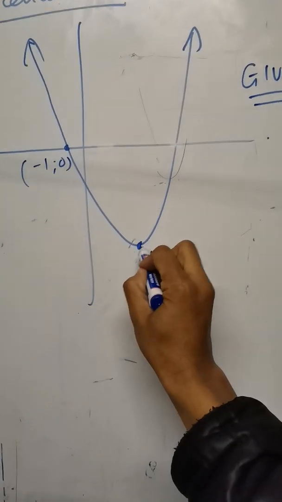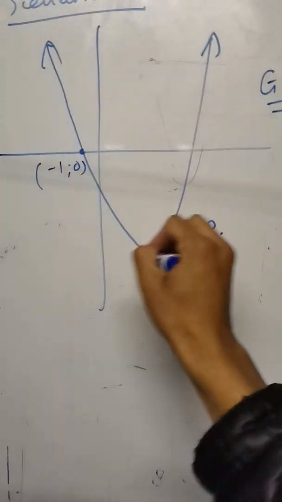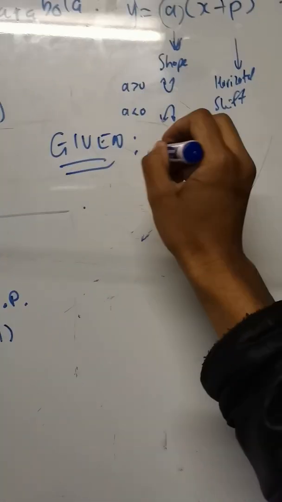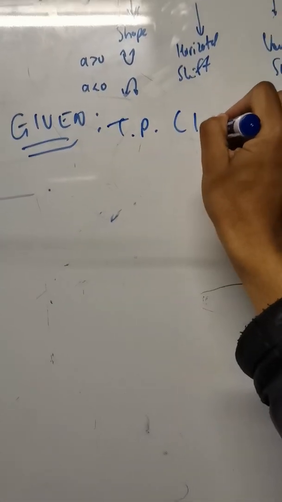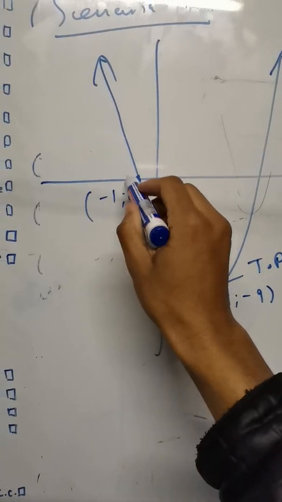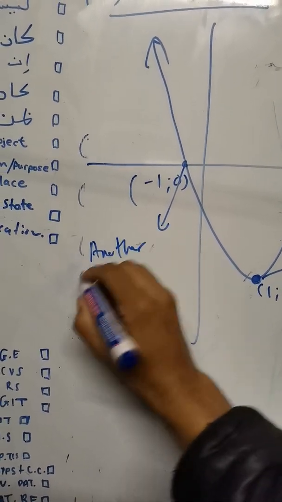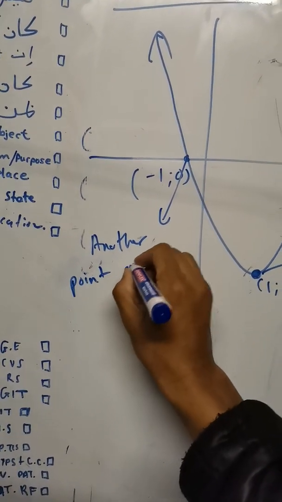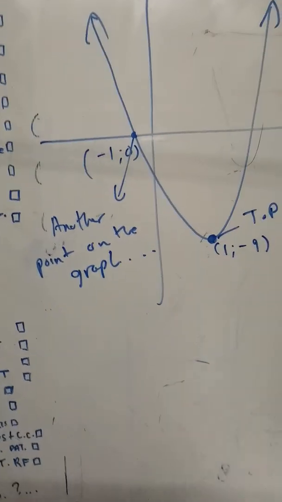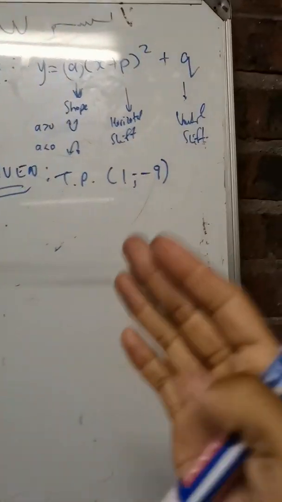Do you see what is given here is a turning point? This here is a turning point of the parabola. So a turning point of the parabola is given to us. Our turning point here is (1, -9). And what is also given is another point on the graph. So we first start with the turning point.